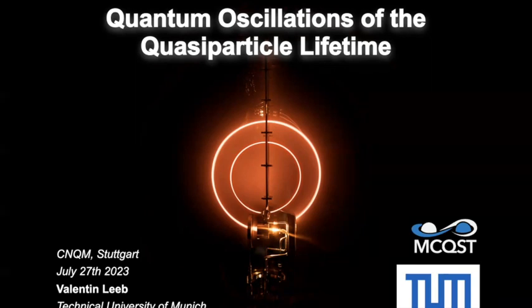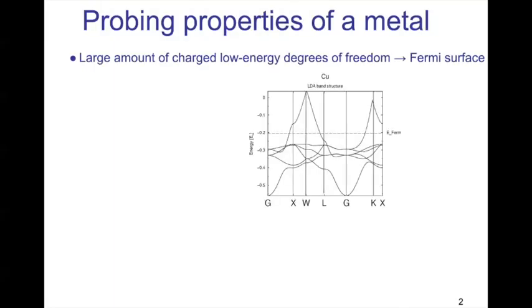Now, since we're here at a condensed matter conference, of course, I don't want to consider free electron beams, but rather want to consider materials which have electronic degrees of freedom. So this talk is going to be about metals. To be more specific, it's going to be about how to probe metals.